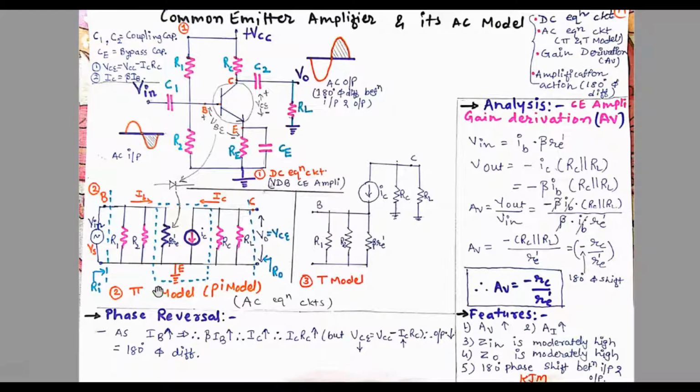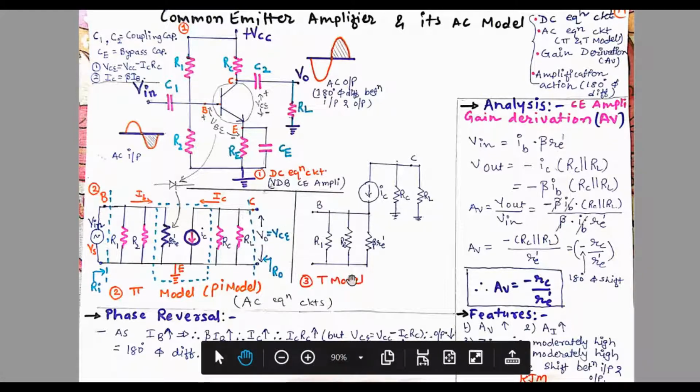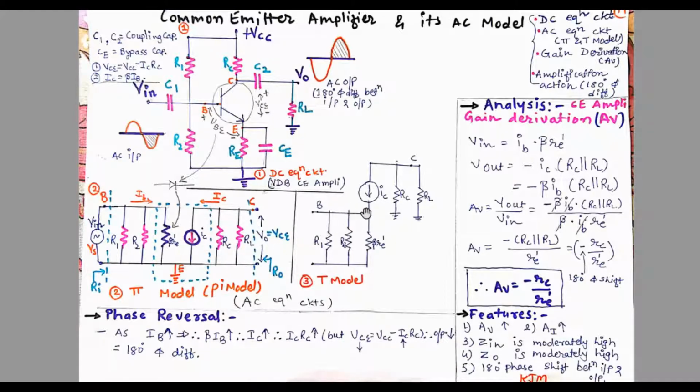Okay, this is the pi model and this is the T model. Just I have shifted this right hand side portion here to the upper side. So this will look like the T shape. So dear students, again I would like to say that the DC equivalent circuit is the practical circuit, and the pi model and T model are the AC equivalent circuits that you will have to draw, assumed models.